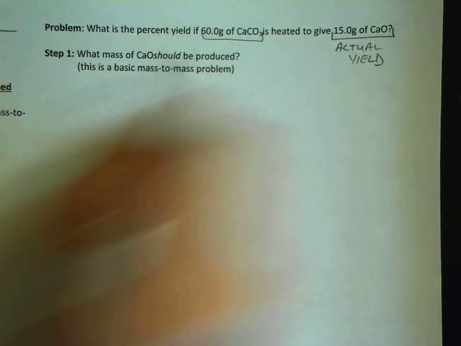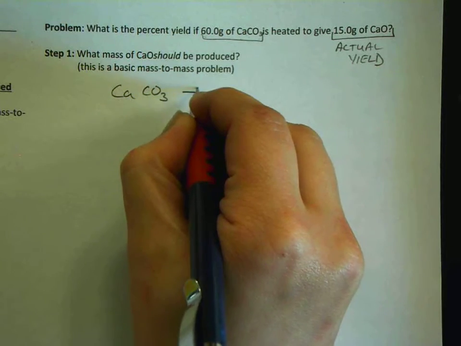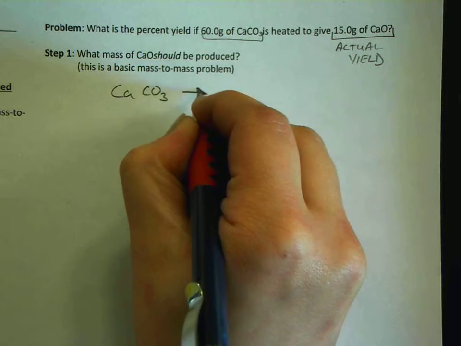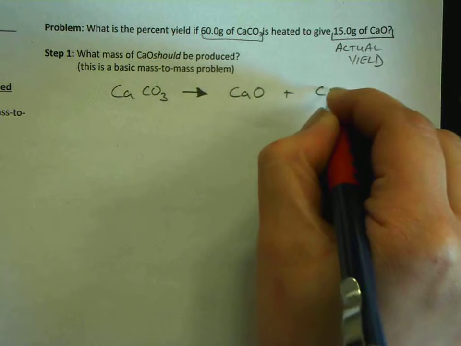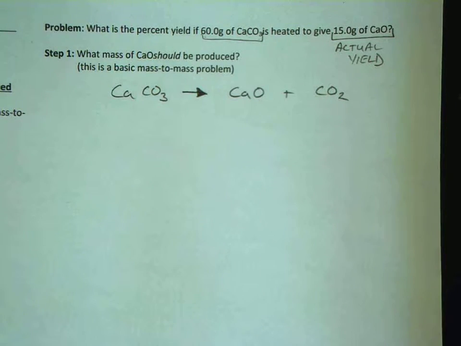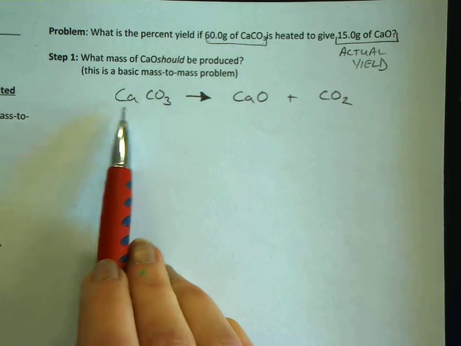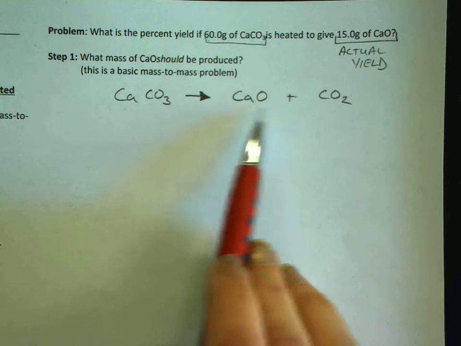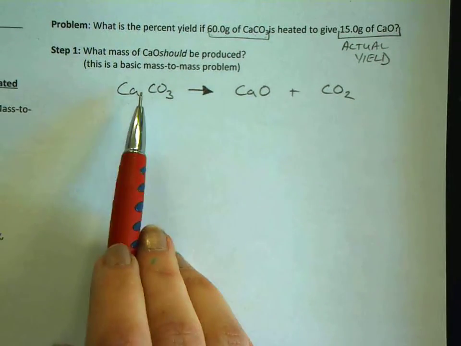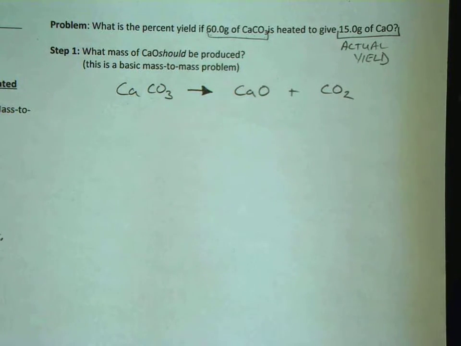Let's start by making a balanced chemical equation. Calcium carbonate decomposes. Carbonates always decompose in the same way: you get the metal oxide and carbon dioxide. Now I have to check to make sure this is balanced. 1 calcium, 1 calcium. 1 carbon, 1 carbon. 2 plus 1, 3 oxygens, 3 oxygens. I lucked out. It's balanced, 1, 1, and 1. Easy balancing. So we need to do a mass-to-mass problem.